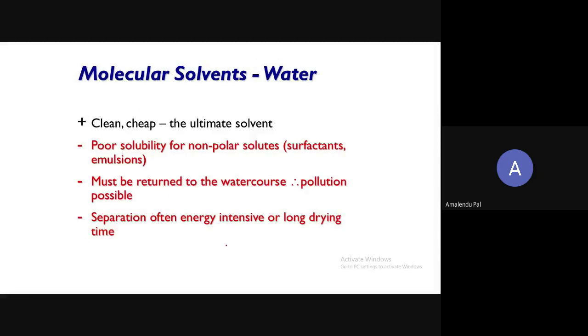Another one, molecular solvent, water. It is abundant, the ultimate solvent, clean, cheap. That is a good one. The problem is that we cannot use water all the time as a solvent because of the poor solubility of non-polar substances. Surfactants or emulsions are not soluble in water. But if you want to work with surfactants and they are not soluble in water, then how can we work with those things? That's the problem.